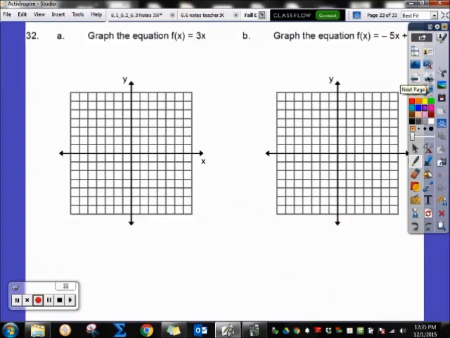We're going to graph on 32 f of x equals 3x. Remember that f of x is just a way to write a y. And remember, that's like having a y-intercept of 0. So we start at 0, we go up 3, right 1. Or down 3, left 1.